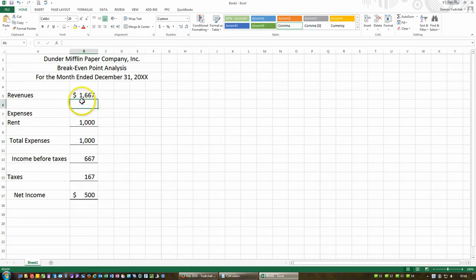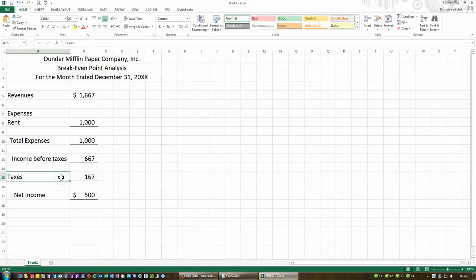All right, so I went ahead and did the math, and it turns out that in order to get $500 coming home to us, we're going to have revenues of $1,667. We have our rent the same at $1,000. That brings us to income before taxes of $667, and then we pay our tax bill of $167, and there we have our $500. A lot of times, when people are figuring out profitability for the business, they fail to figure out this tax portion.